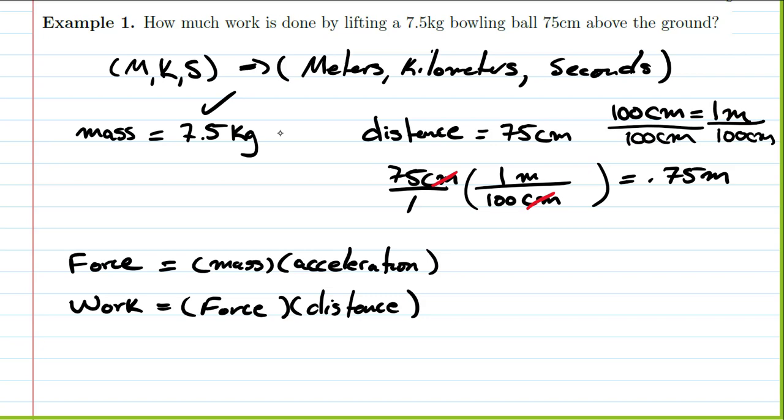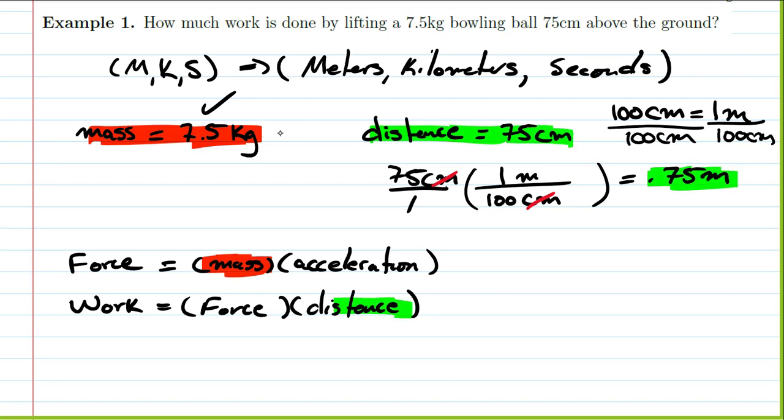We've been given a mass, so we know this, and we've been given a distance, which is this. In order to answer the question, which wants work, we need to know the force. But in order to find the force, we need to know the acceleration of this object. When we're lifting a bowling ball on planet Earth, unless there's some external force, the only thing acting on it is the acceleration due to gravity, pulling everything towards the center of the Earth.